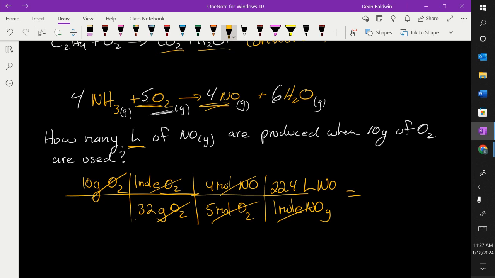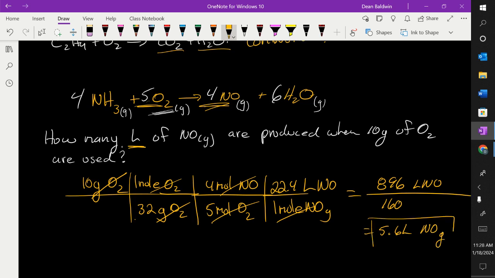So I get 896 liters of NO divided by, if I go 32 times 5, 160. 160, right? And then you divide them. 896 divided by 160 is 5.6 liters of NO gas.